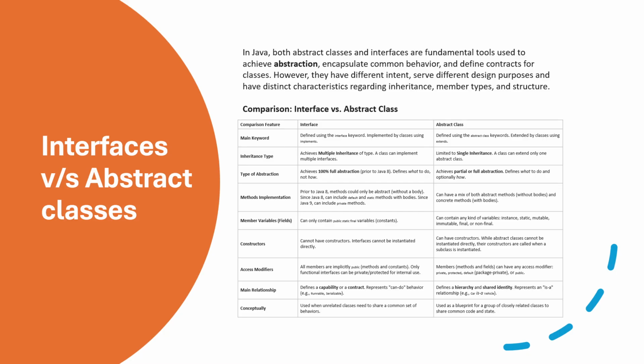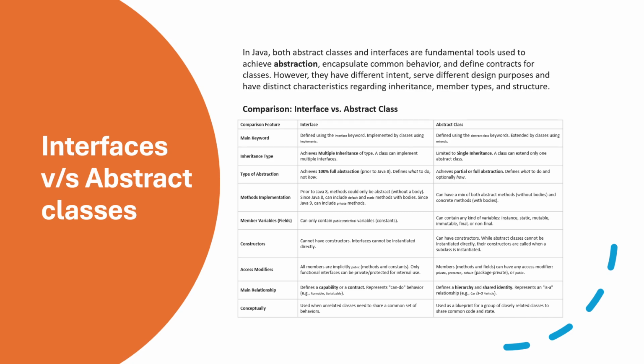Now, next feature is type of abstraction. So interface achieves 100% abstraction, which is prior to Java 8. It defines what to do and not how. Abstract classes achieve partial or full abstraction. It defines what to do and optionally how, because it can provide partial implementation as well.